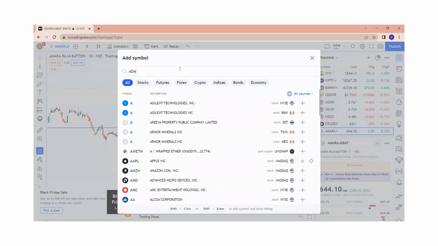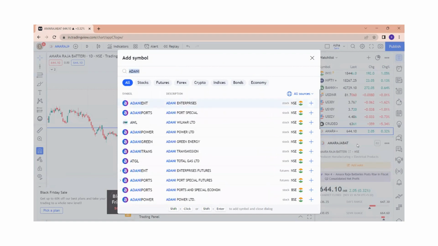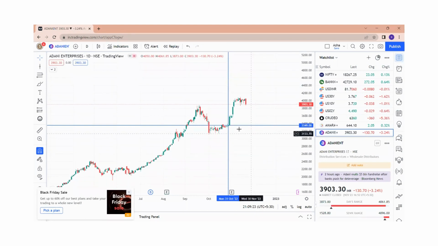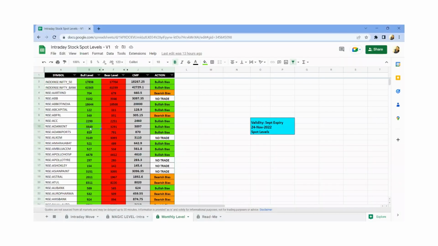Now, if I take Adani also is something that we alerted when we were spotting the level. This is the level of Adani Enterprises, 3349. This is Adani Enterprises, 3349, and 3291 was the bear level.